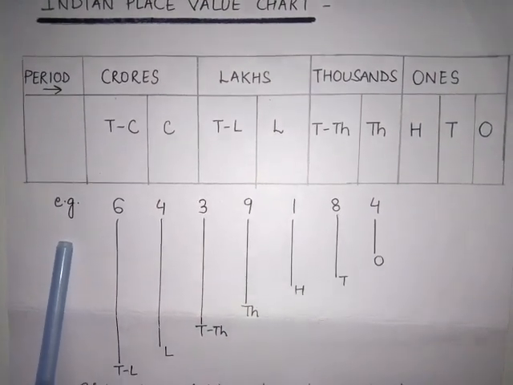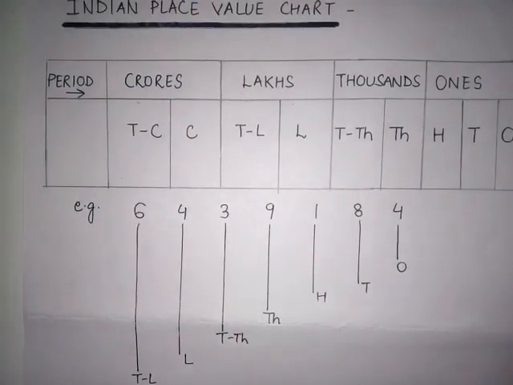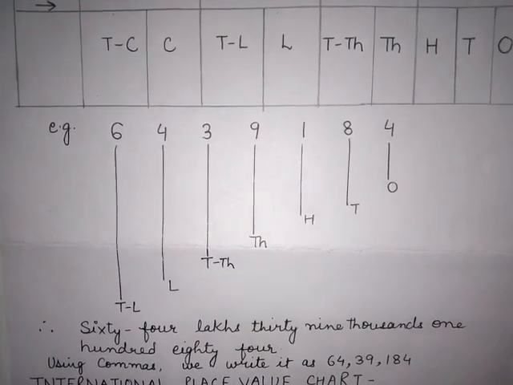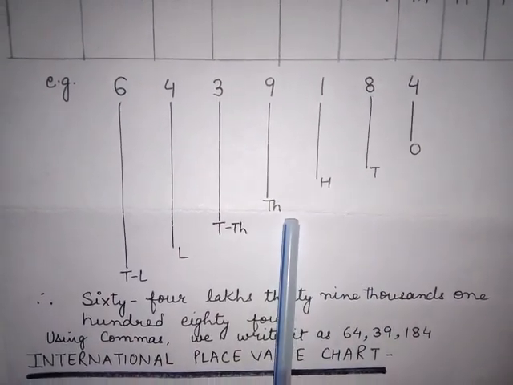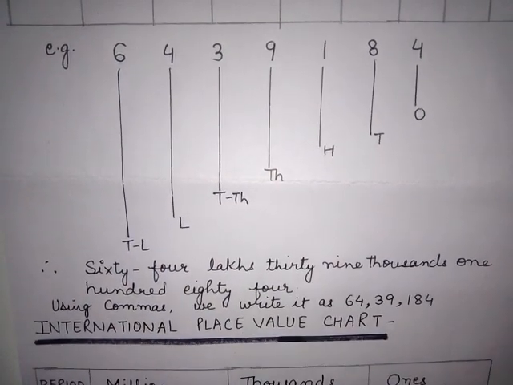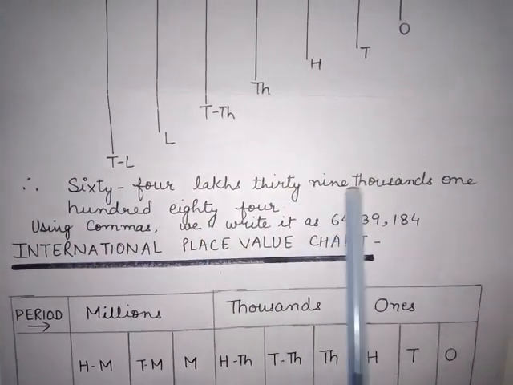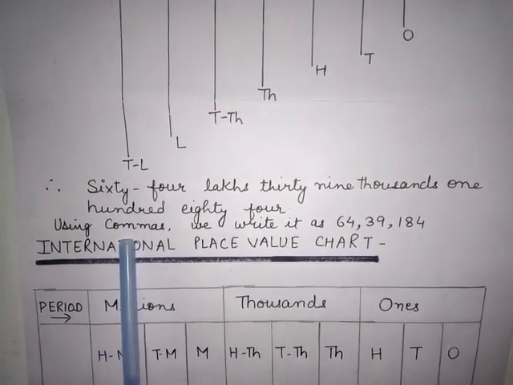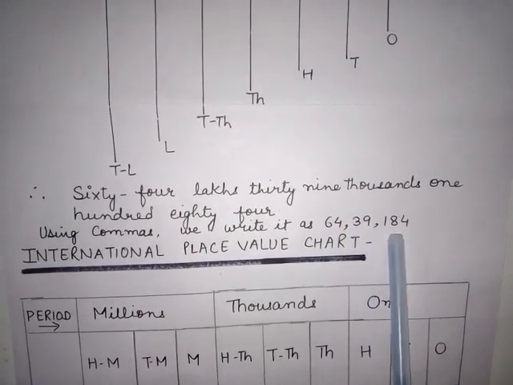By this example, you can also understand how to read a number according to the Indian place value chart. As you know, we have to start counting or reading the number from the extreme right. So here ones, tens, 100, 1000, 10,000, lakh, 10 lakhs. So according to the Indian place value chart, we can read this number as 64 lakhs 39,184. And by using commas, we write it as 64,39,184.